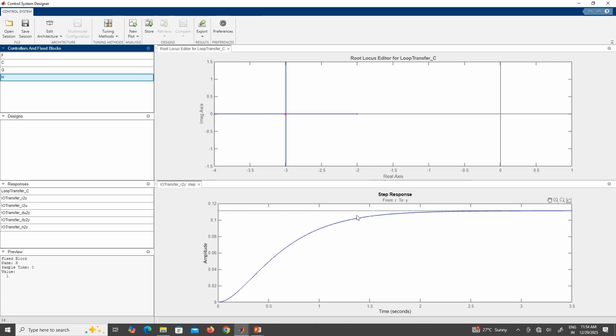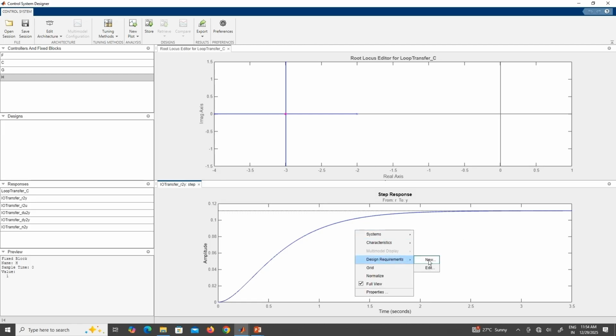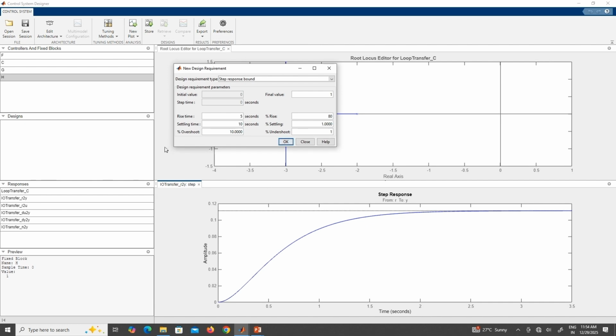Now, let us look at the specifications. So, what are the specifications? You go to step response, right click, design requirements, new. I will add the specifications now. So, what is the first specification? The specification was that the overshoot should be 40%. Okay. Now, here comes the other thing, settling time. Now, the settling time we wanted it to be 2. So, you see there will be a problem because as soon as I give the settling time as 2, the rise time should be less than the settling time, right.